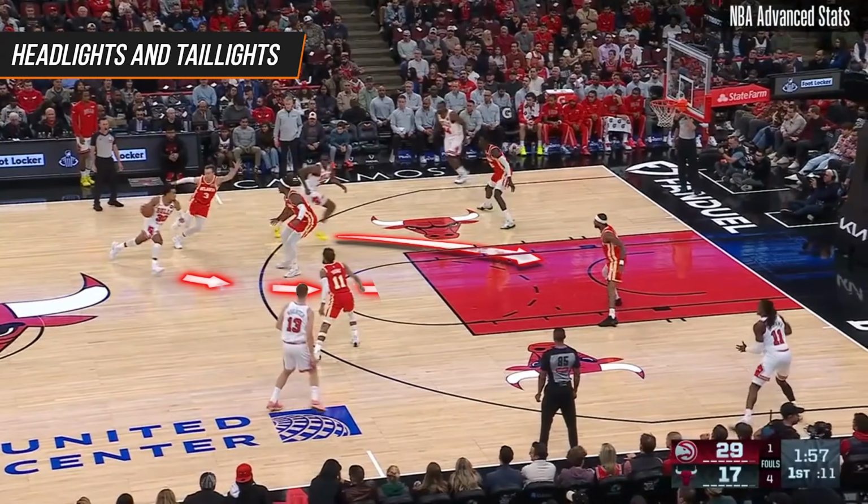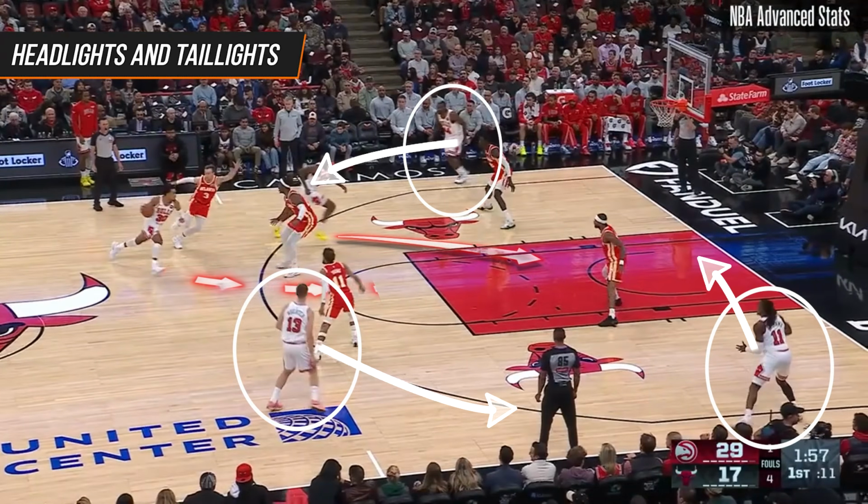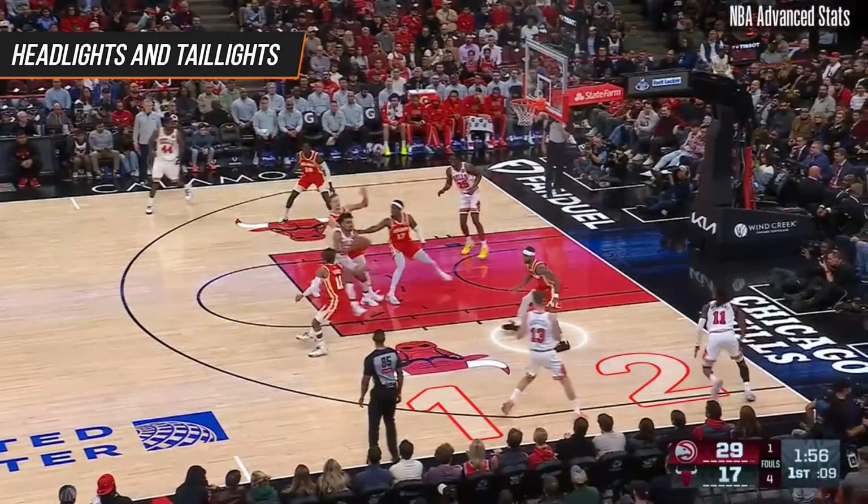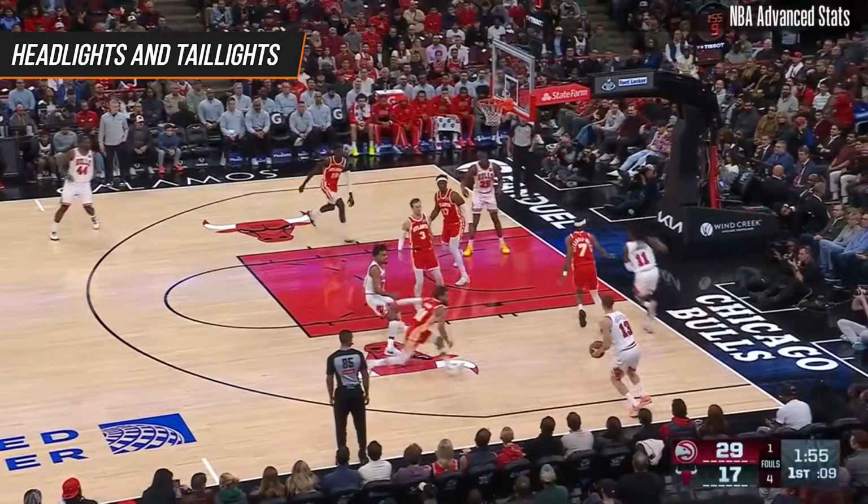As Trey Jones attacks right, the other three perimeter players get into the headlights and taillights. Trey Young helps hard at the elbow, leaving Kevin Huerter open as he pushes down to the corner.